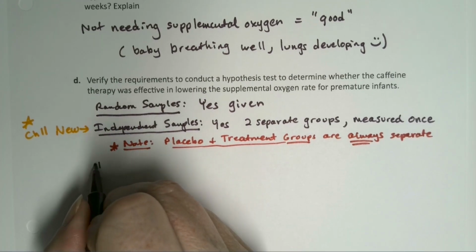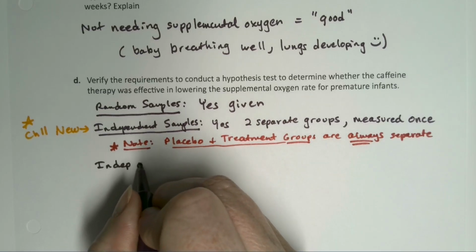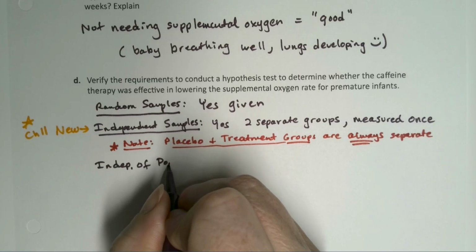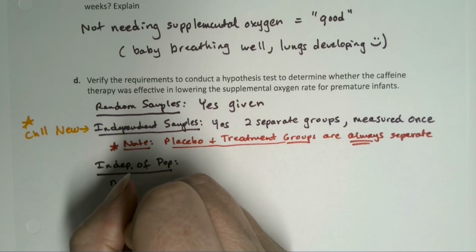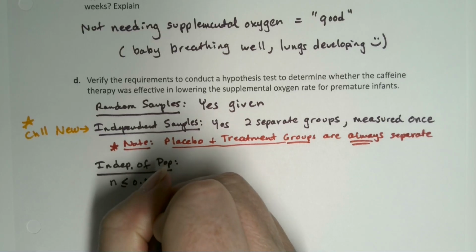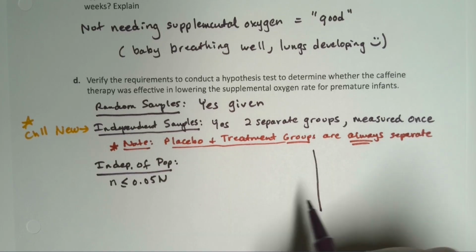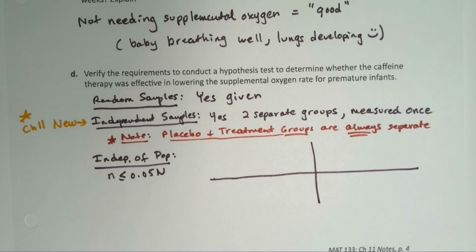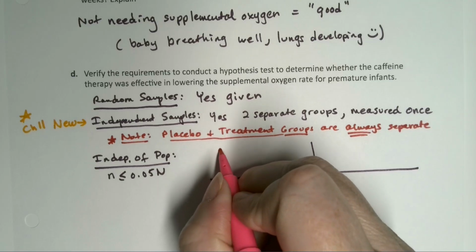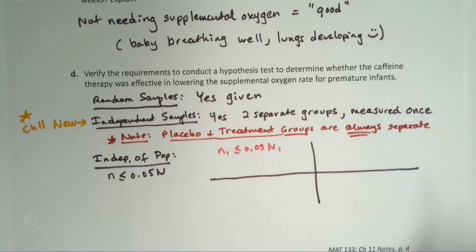Now we have some more of the old piece. We need to know that these samples, which were independent of each other, are independent of the population. For that, we need our old standby. We need to know that n is less than or equal to 0.05 capital N. But we're actually going to do it for two groups. So let me separate my paper a little bit here. For group 1, I need n1 to be less than or equal to 0.05 of capital N1.